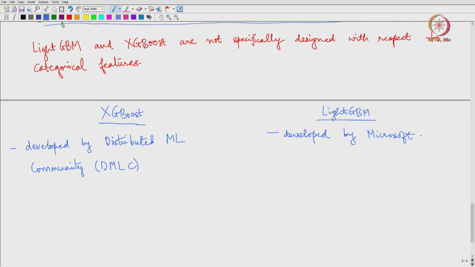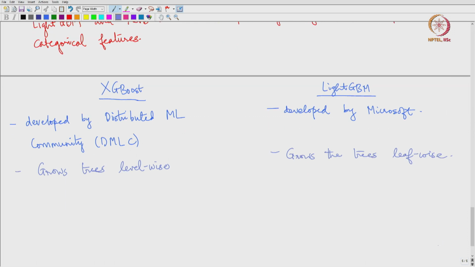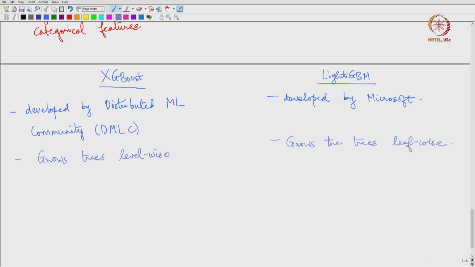Okay. Now, one very important distinction between the two is XGBoost grows the trees level wise, whereas LightGBM grows the trees leaf wise. Okay. And there are advantages to both of them, right, but particularly if you look at leaf wise growth of the decision trees which is used by LightGBM, it has certain advantages and these are the advantages of growing the trees leaf wise.